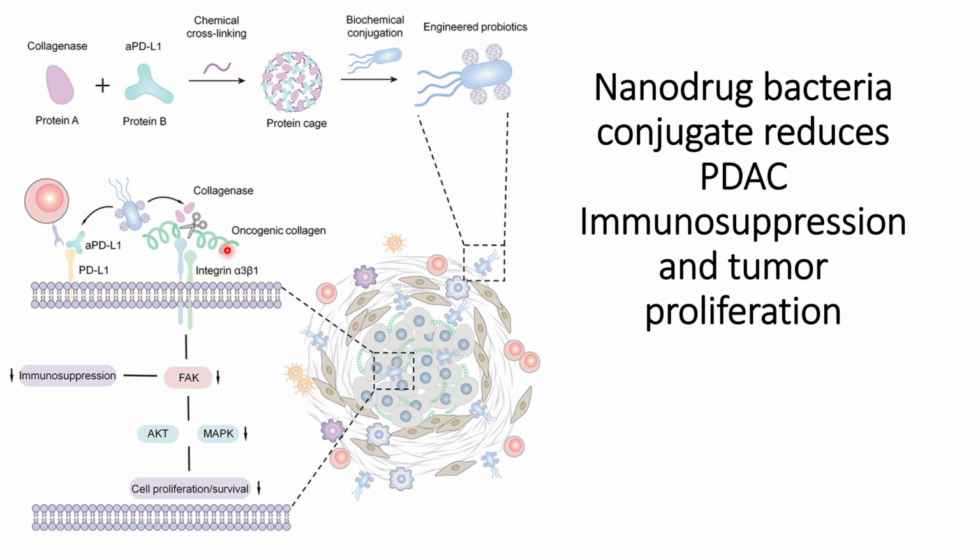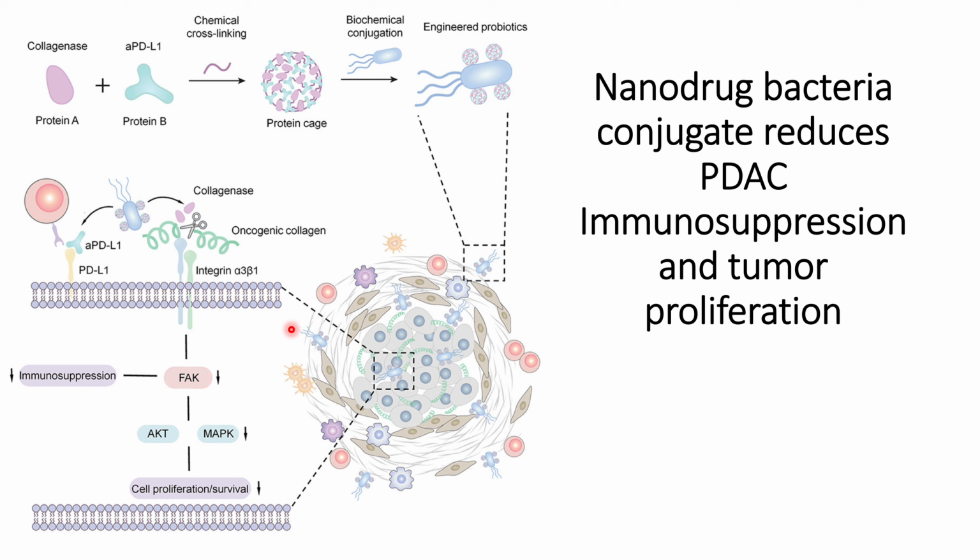And when these oncogenic collagens interact with this integrin alpha 3 beta 1, it will trigger intracellular signaling pathways composed of FAK, AKT, MAPK activations, and this triggers cell proliferation and survival. This helps the tumor cells in survival. At the same time, activation of this FAK will promote immunosuppression that will prevent the tumor cells from immune attack by the host immune system.